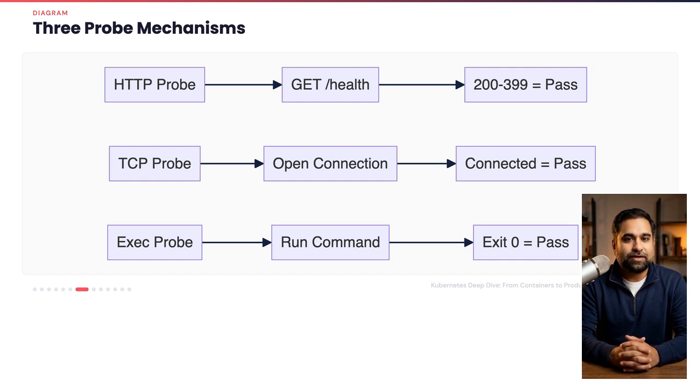Let me show you the difference between these probes in action. First, let's watch what happens during a normal deployment. When the new pod starts, it's not immediately ready. The readiness probe fails for the first few seconds while the application initializes. During this time, the service doesn't send any traffic to this pod. You can see this by describing the pod. Look at the conditions section. The ready condition shows false initially, then flips to true once the readiness probe passes.